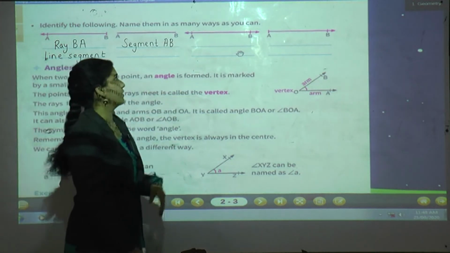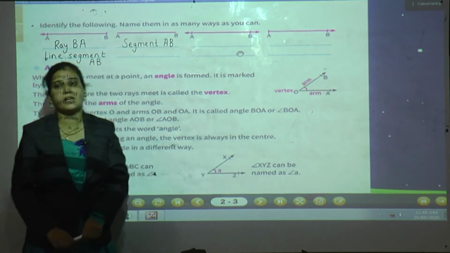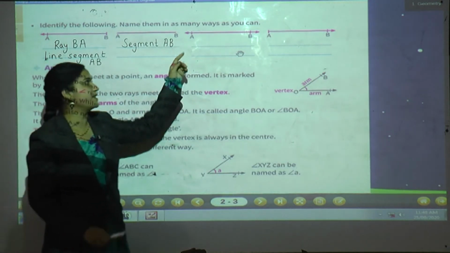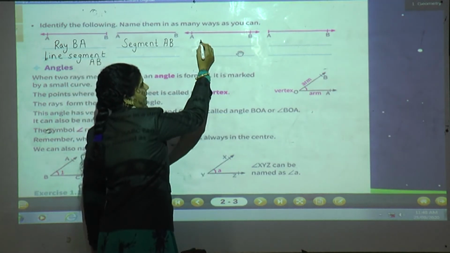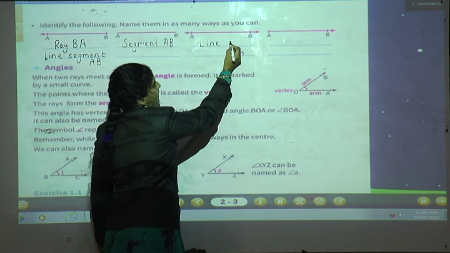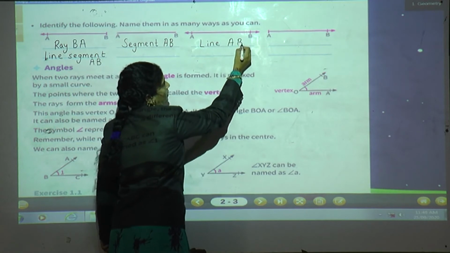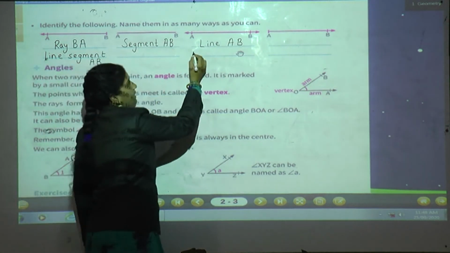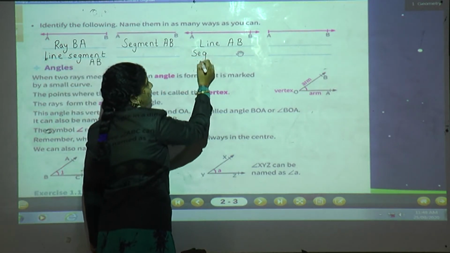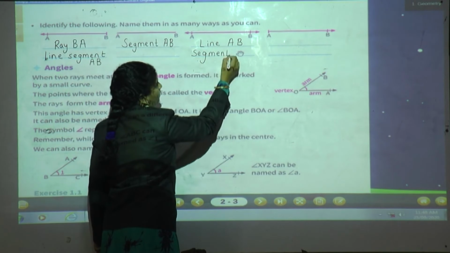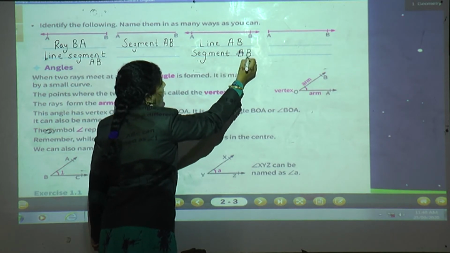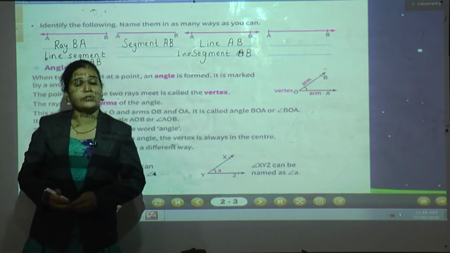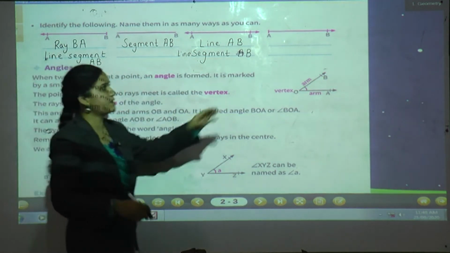Now next figure, what is this, students? Yes, very good. This is a line, line AB, and we can say it is line segment AB also. Then, yes students, our last figure, what is this?